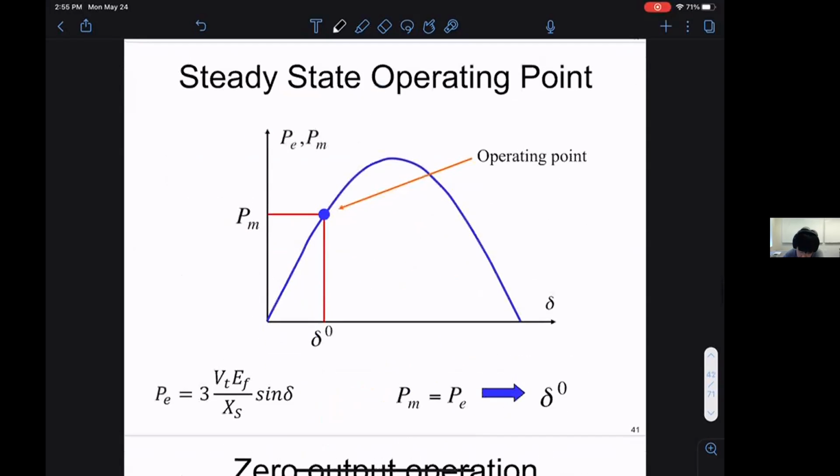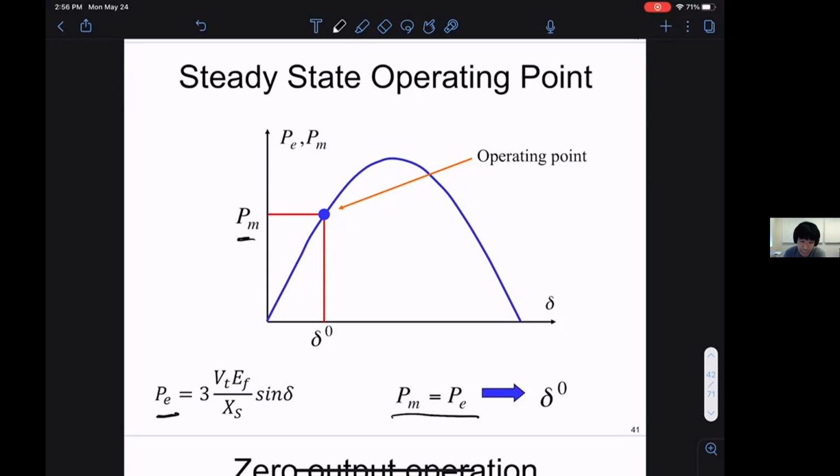At the steady state, I have some electrical power that's delivered to the grid. Suppose I have some mechanical power I put into the generator, and they should equal each other at some angle delta zero. Okay. Any question up to now? Okay, so they're equal to each other.